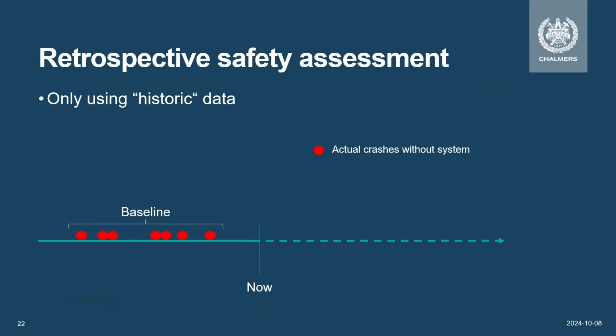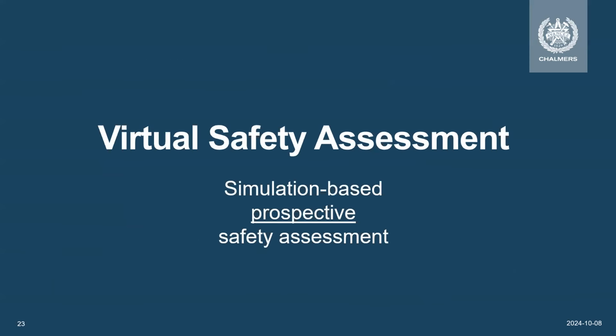So here's the timeline. We have a number of baseline cases, and then we have a number of treatment cases, and you're comparing those. So that's history. We use them as they are. Now we're switching to virtual safety assessments. This is a prospective safety assessment, which means we're looking into the future. We're trying to predict what would happen if you have this treatment.